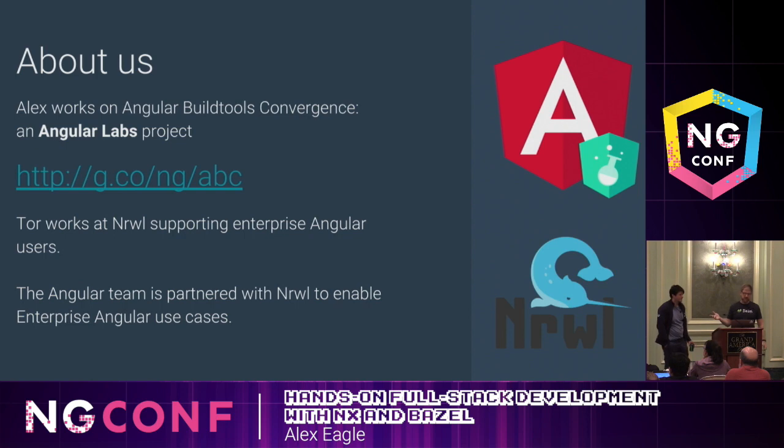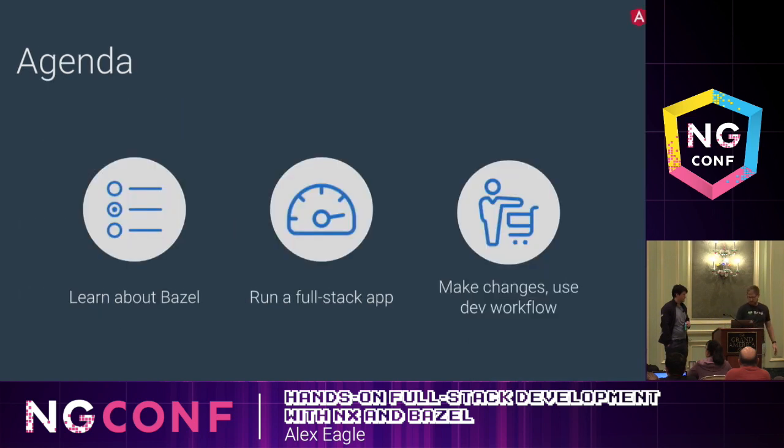Tor works at Narwhal and supports enterprise Angular users who need better integration of all the tools they have to do their jobs. And so it just makes sense for us to be working together on this because I'm trying to make the way that Google does development available, and Narwhal is trying to help enterprises do things sometimes the way Google does.